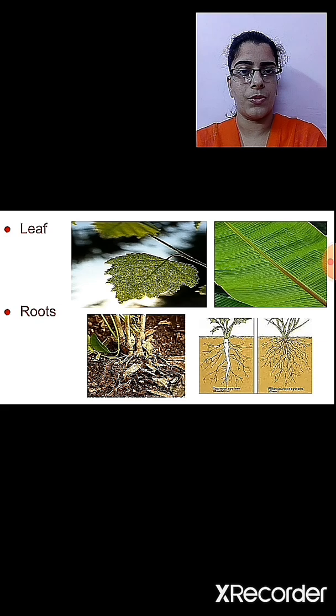Then we have studied the fibrous root. In fibrous root, we cannot see the difference between the main root and the lateral root. All the roots appear same. There is a relationship between the leaf venation and the roots. The leaf that has the parallel venation has fibrous roots, and the plant that has the tap roots has the leaf which has the reticulate venation.